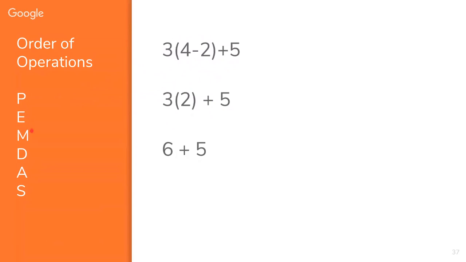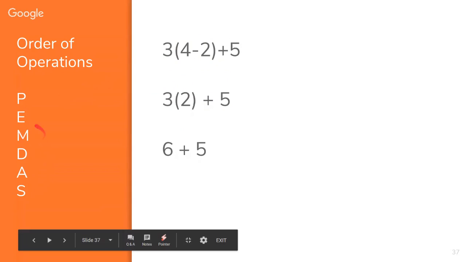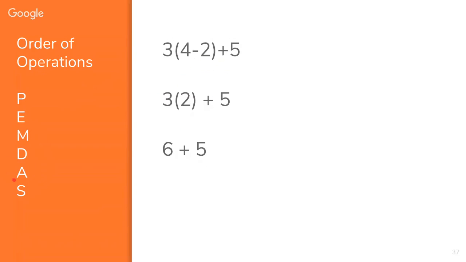Once again, PEMDAS. Multiply comes before adding. So we multiply the 3 times 2 before we add the 5. So 3 times 2 is 6 plus 5. Ooh, I didn't write the answer. Do you know the answer? 6 plus 5 should be 11. Let's try another problem.